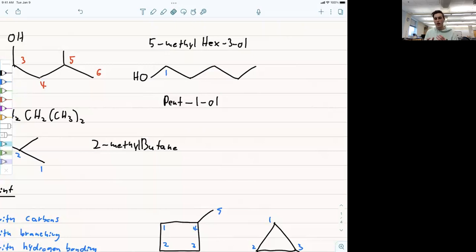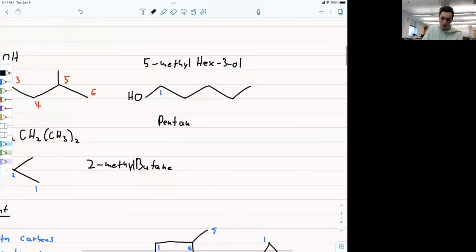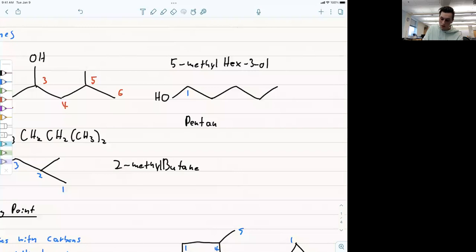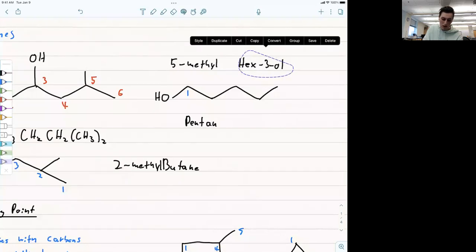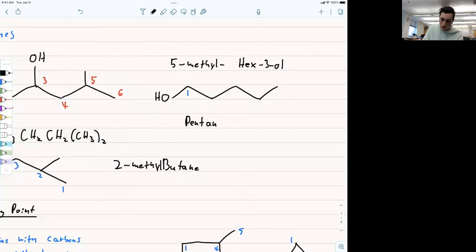So if you're dropping the A and E, or if you're adding that at the end, you're going to drop the A and E. But if you want to do it the other way, you can do that as well. Another form of the correct answer for this would be, if I was doing this top one, I could do this and make it 3-hexanol.